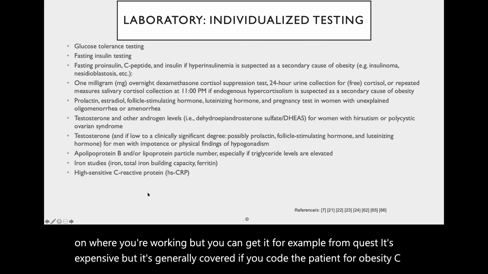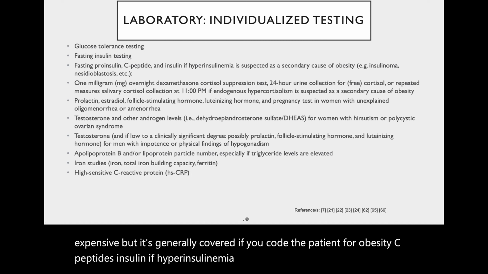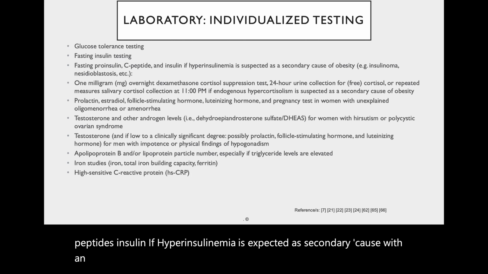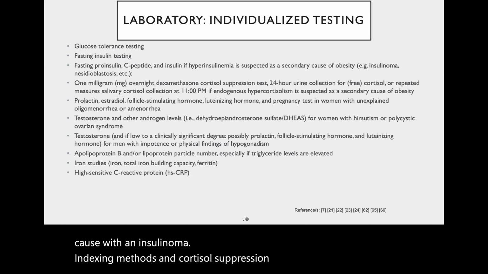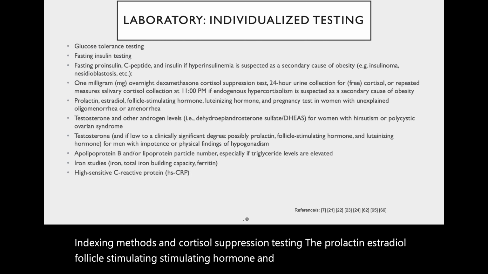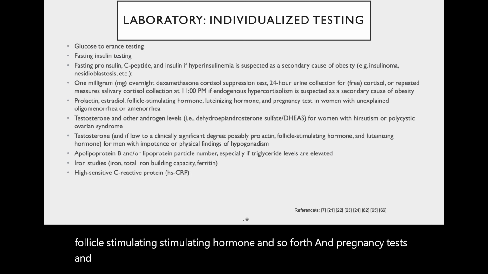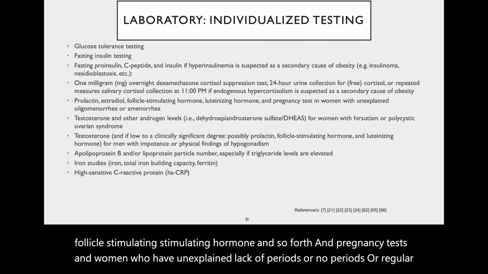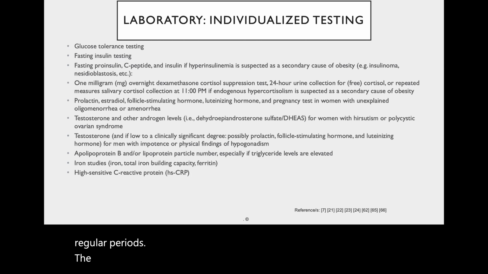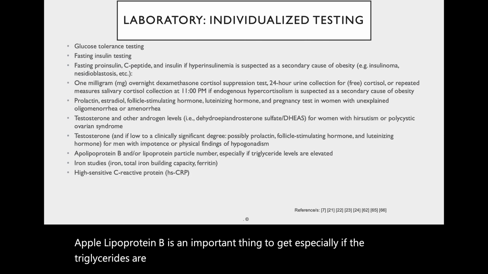C-peptide, insulin, if hyperinsulinemia is expected as a secondary cause, like with an insulinoma, dexamethasone cortisol suppression testing, the prolactin, estradiol, follicle stimulating hormone, and so forth, and pregnancy tests in women who have unexplained lack of periods or irregular periods, the androgens, apolipoprotein B is an important thing to get, especially if the triglycerides are elevated, iron studies, and the highly sensitive C-reactive protein for inflammation.